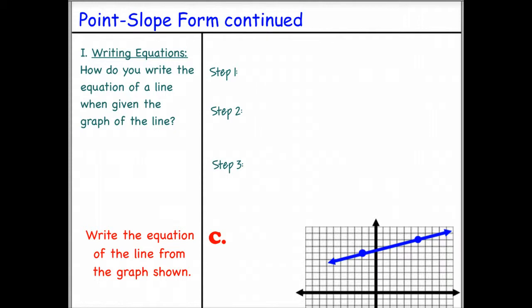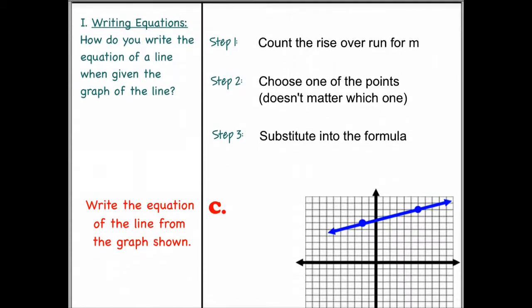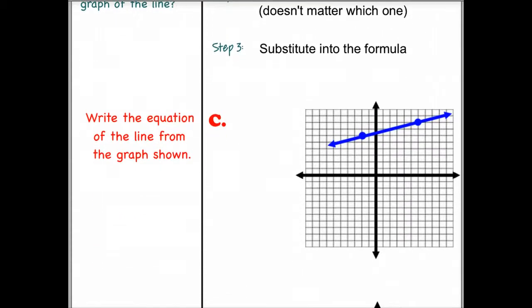So now we want to talk about writing equations when we're given a picture of a graph. So the first thing we do is count the rise over the run to find the slope. Then we choose any point and plug it into the formula. Seems pretty easy. So the first thing I want to do is pick out a point because that's going to be pretty easy. I want to pick this point here, this green point.